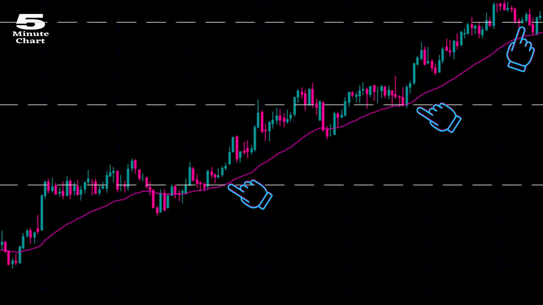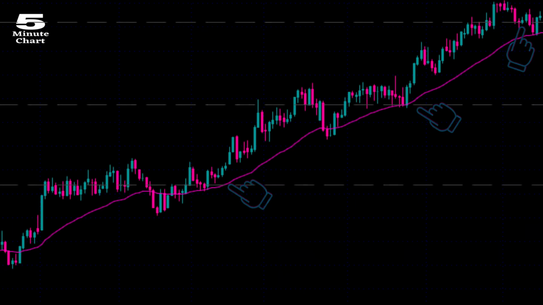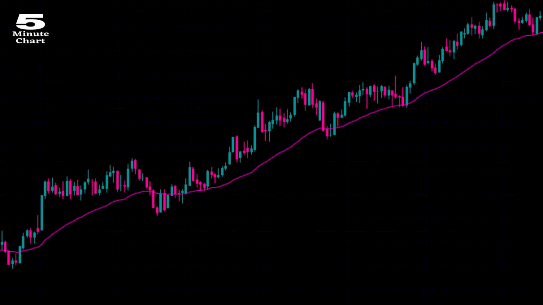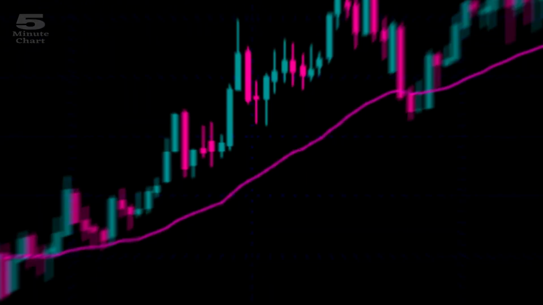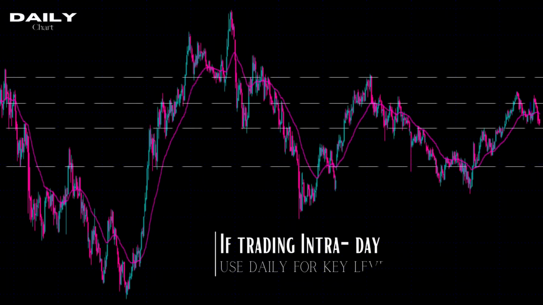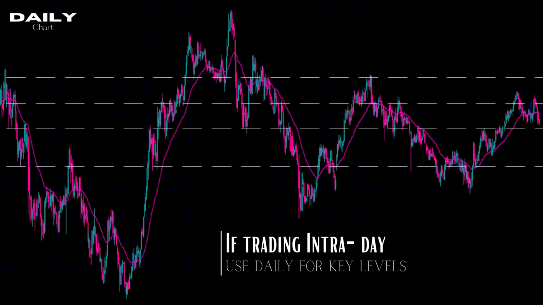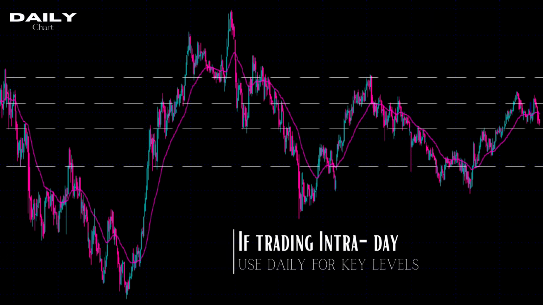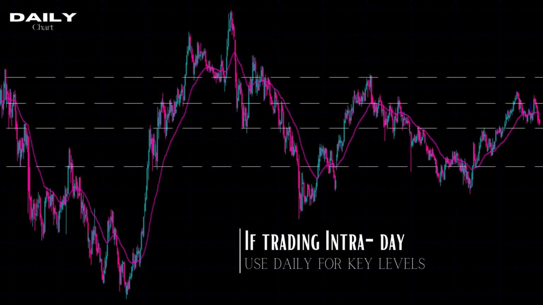One key to remember is that you do not want to have the support and resistance from the 5-minute chart plotted when you are trading on the 5-minute chart. Instead, you will be watching the support and resistance from the daily chart and using those levels to trade inside of the 5-minute chart. This rule applies to any intraday chart, like the 1 hour as well, always using the daily chart for key trading levels.